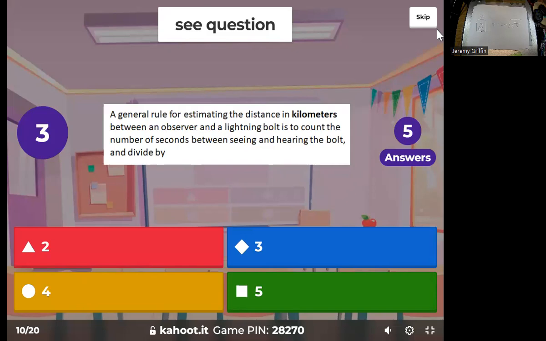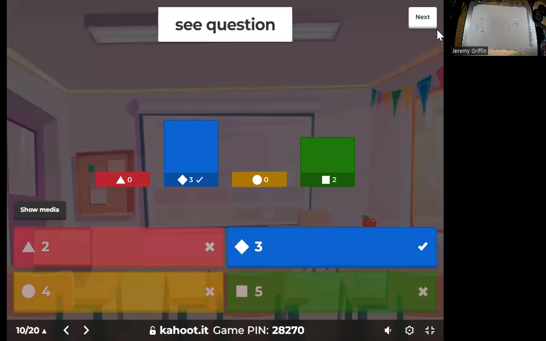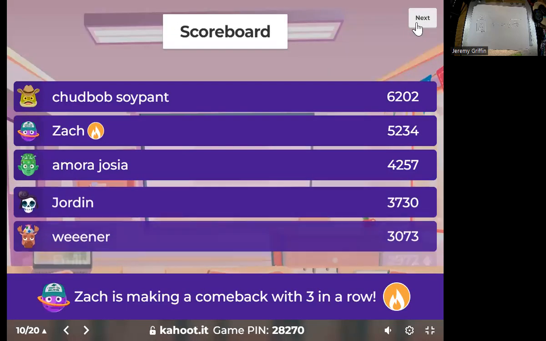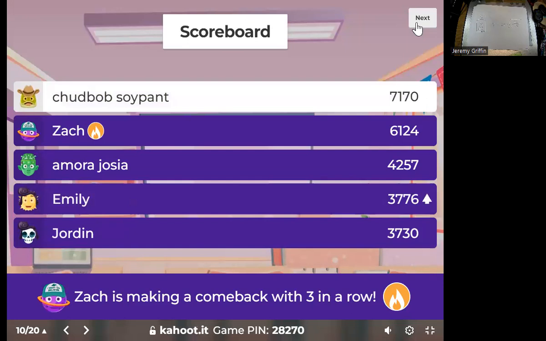Thunder time. Yeah, divide by 3, right? It comes from the speed of sound. All right. If you pick the green one, you're probably thinking in terms of miles. All right, we got Jordan, Emily, Josiah, Zach, Chubb Bob Serpent.